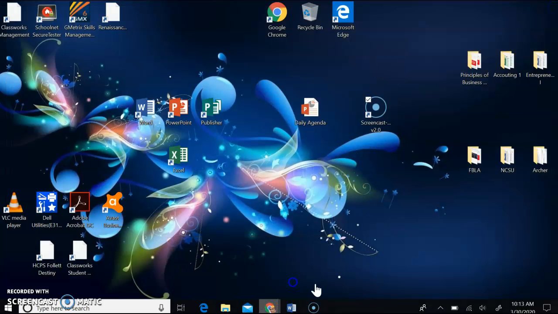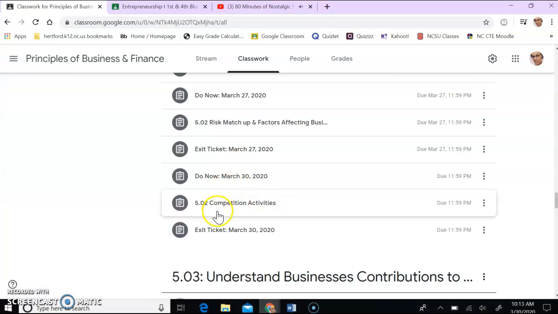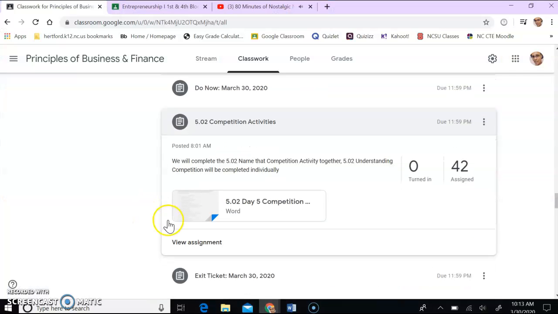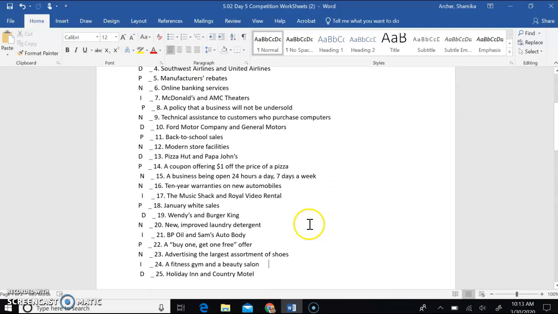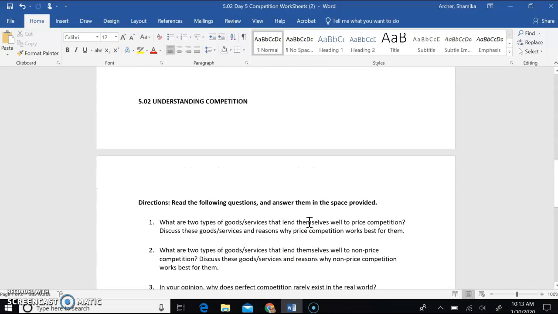All right, so today's activity is, of course, your do now, and then the 502 competition activities. Both of these are in the same sheet, and then you have your exit ticket. So I'm going to explain the activity that you're going to do by yourself.